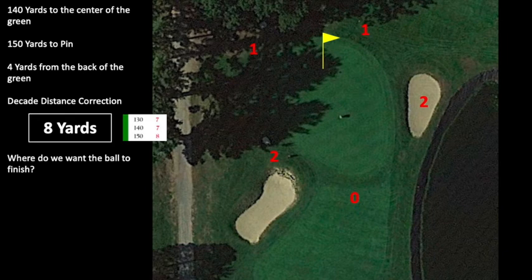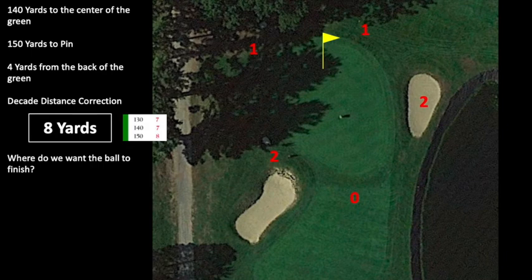That's because the hazard on the back of the green is a 1, standard correction from 150 yards is 8, and the pin is closest to the back edge, so we're going to be working off of that. So we have a total of 9 yards short of the back edge of the green. The pin is 4 yards on from the back of the green, so that means it's going to be 5 yards short of the flag.